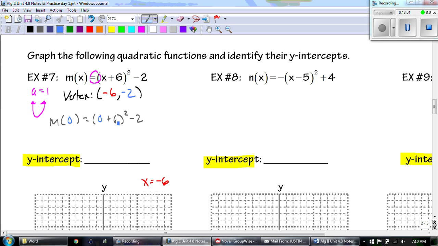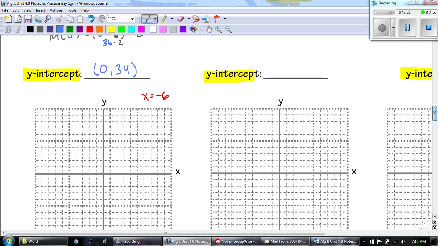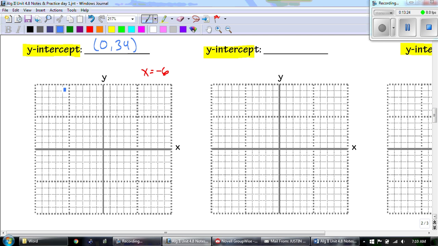0 plus 6 is 6, right? So 6 squared is 36, so what's 36 minus 2? And we get 34. Okay, so 0, 34 is our axis of symmetry. And now, or I'm sorry, 0, 34 is our y-intercept, Mr. Grice. Come on. Okay, so I'm going to graph my axis of symmetry real quick at -6.